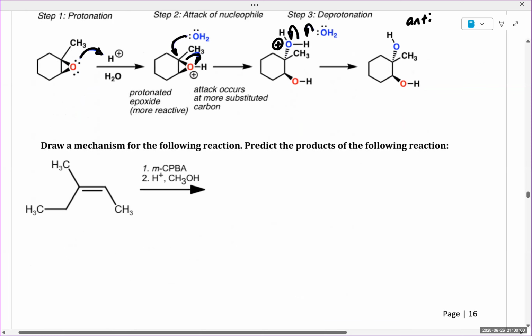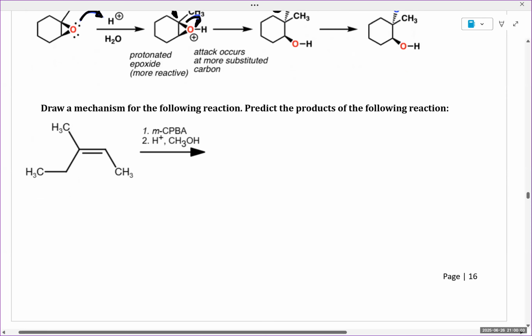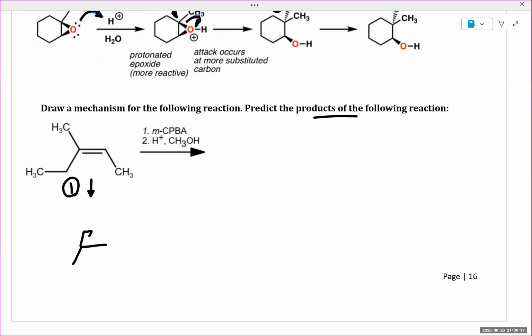Okay, so let's try to practice drawing a mechanism for this reaction, and let's predict the products of the following reaction. And I'm going to tell you right now that this substrate is exactly the same as what we looked at in the prior example. And at the end of step 1, we noted we had the following epoxide product. Now, what happens if we treat this epoxide with acid and methanol? Take a few moments, work through this example, and then we'll discuss.